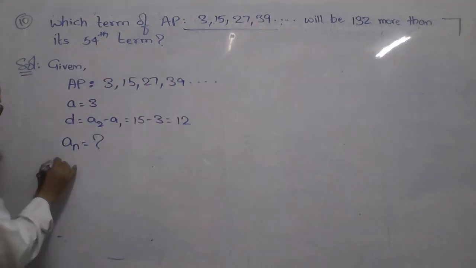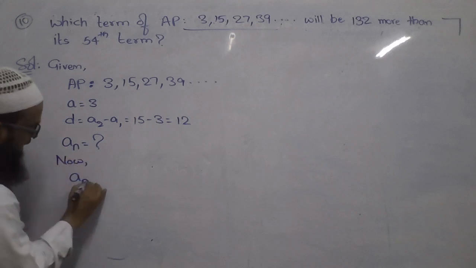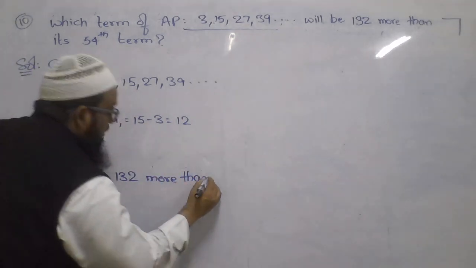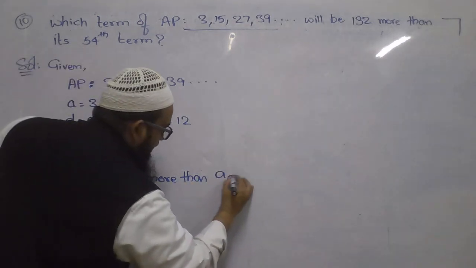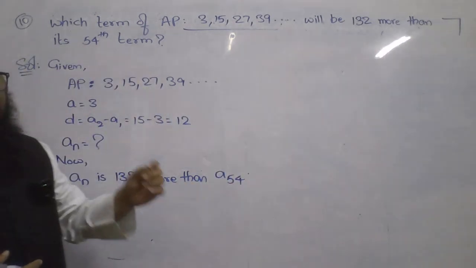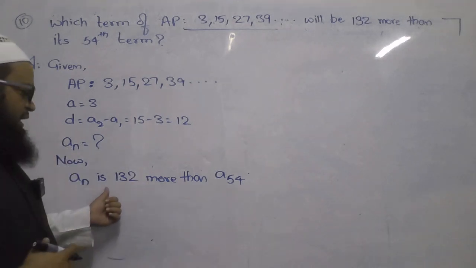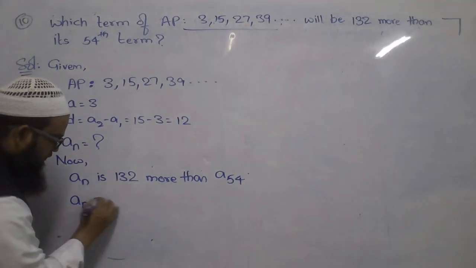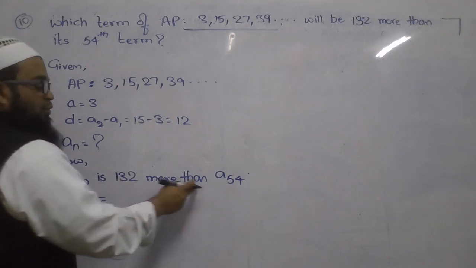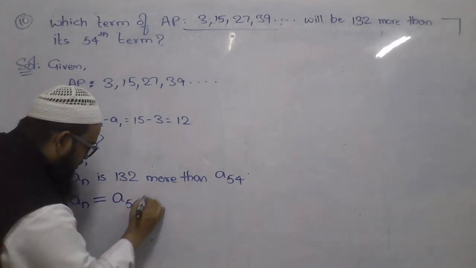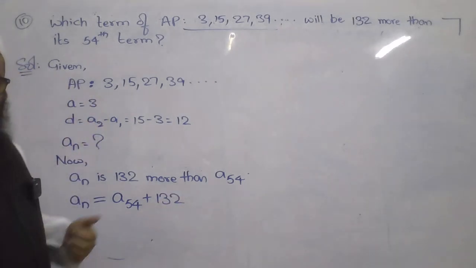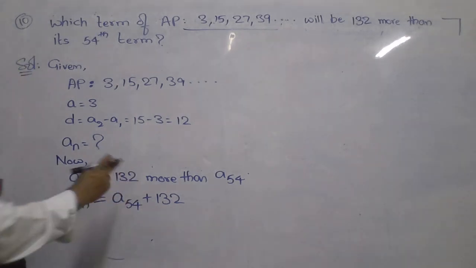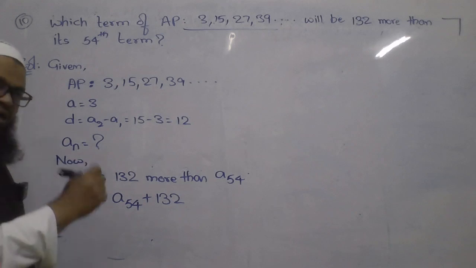Let me write now. An is 132 more than what? The 54th term. So A54. Did it become simple? This is the way you have to solve the problems. An is 132 more than A54. That means A54 plus 132. Everybody understood? It is so simple, just understand the problem. Okay, look, take the statement that they gave and just try to make it into a mathematical equation.